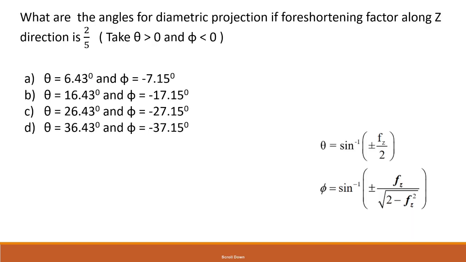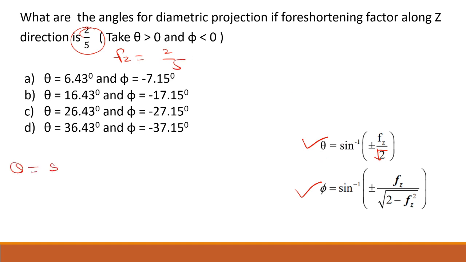Now let us see the next MCQ. What are the angles for diametric projection if the foreshortening factor along the z direction is 2/5? You already know the formula: theta is equal to sine inverse of plus or minus fz upon root 2. And phi is given by the formula sine inverse of plus or minus fz upon root of 2 minus fz square. Here the value of fz is given as 2/5. So just use these two formulas and you will get theta and phi.